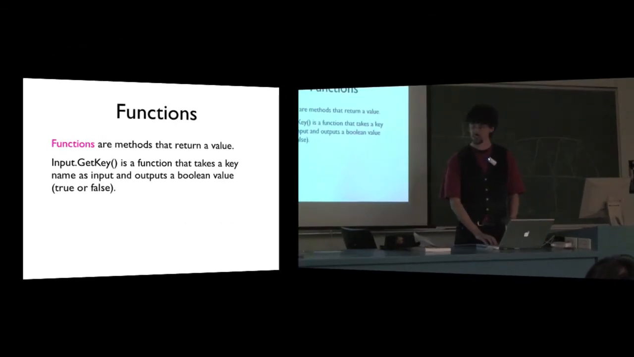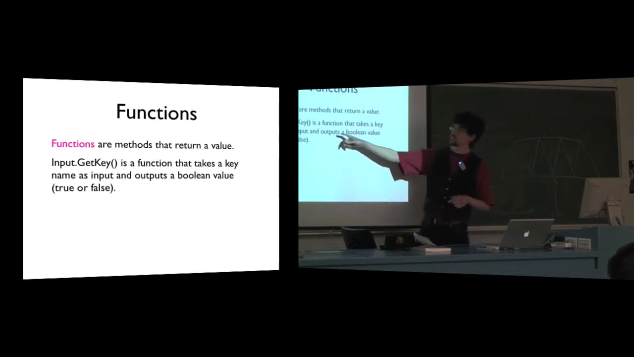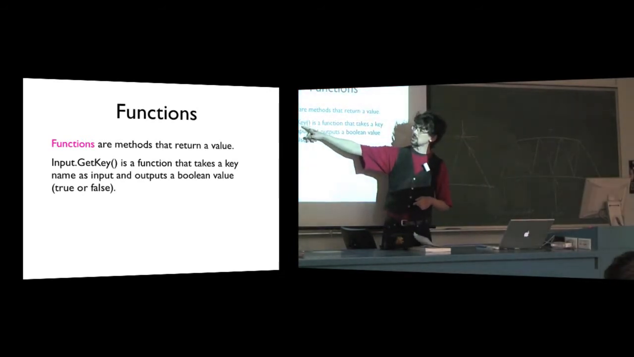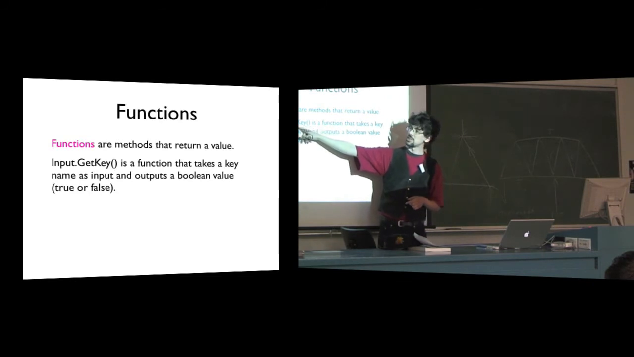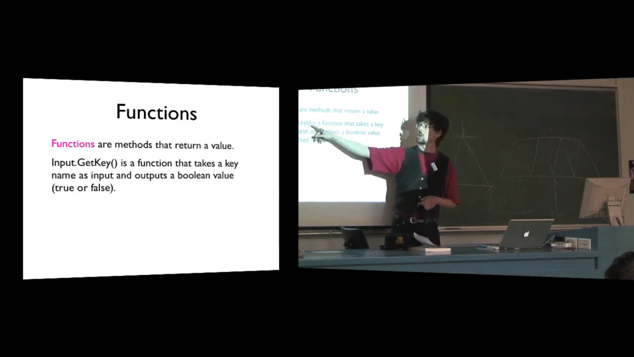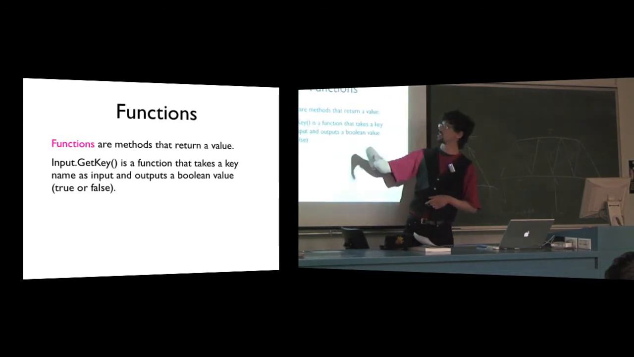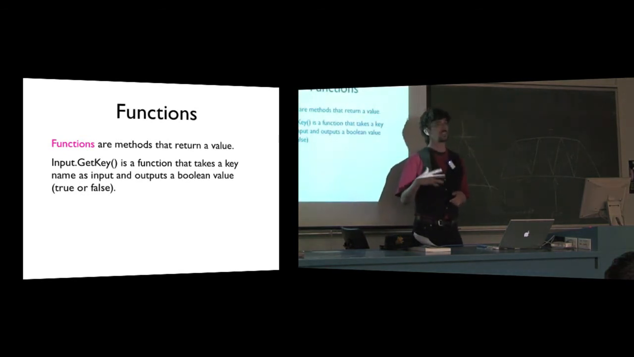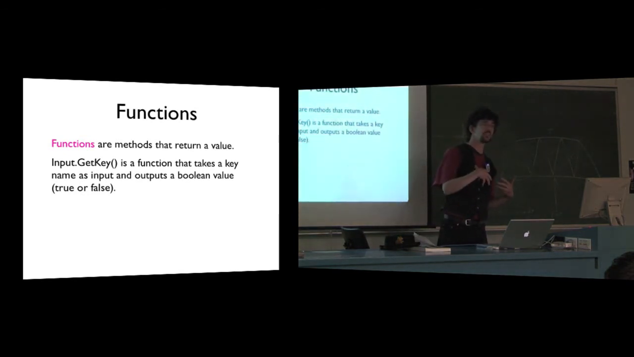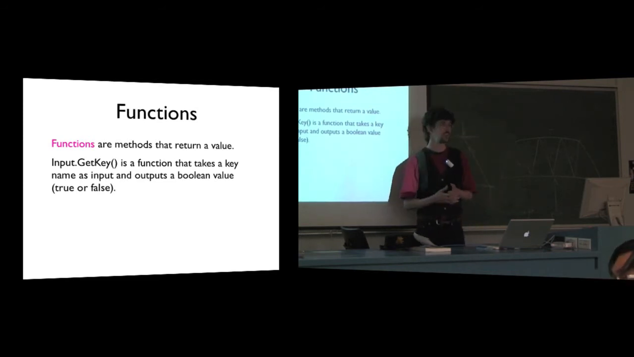One of the important things we encountered here that I haven't really properly explained is the idea of functions. When we're calling input.getKey, this is a method. It's a familiar syntax for calling a method on something. But in this case, it's a method that returns a value. So it's a method that does something and gives you an answer back again. So we usually call those kinds of methods functions.